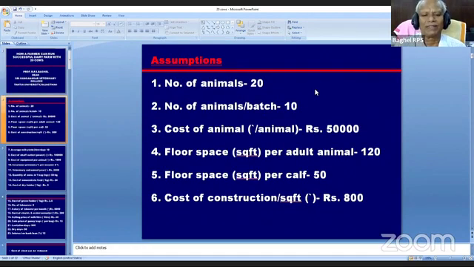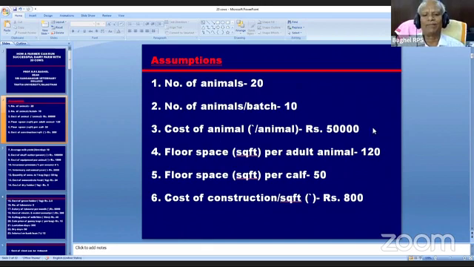To start the dairy, we should have a minimum of 20 animals, and these 20 animals should be of good quality and high yield, which will increase the profit of the farm. All the 20 animals should not be purchased at a time, because to maintain milk productivity throughout the year, these 20 animals should be purchased in 2 batches. So 10 animals should be purchased in each batch.